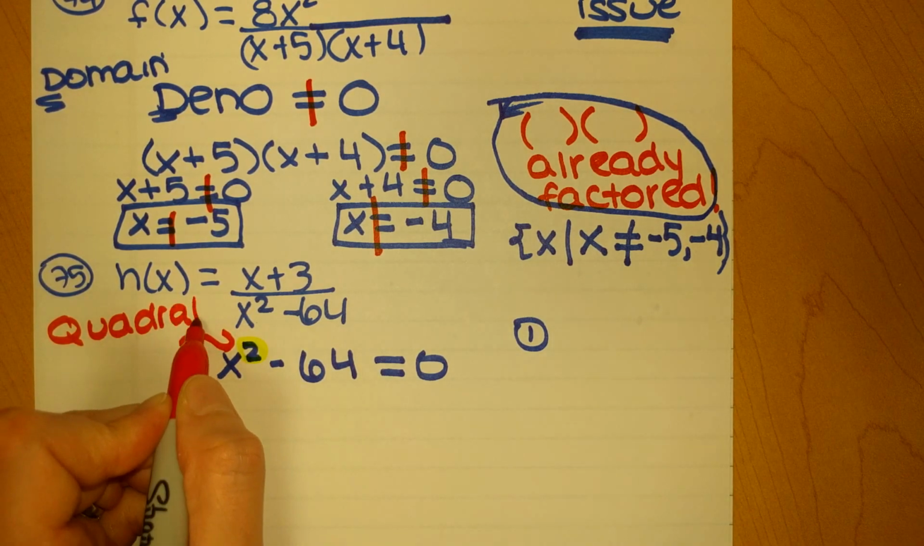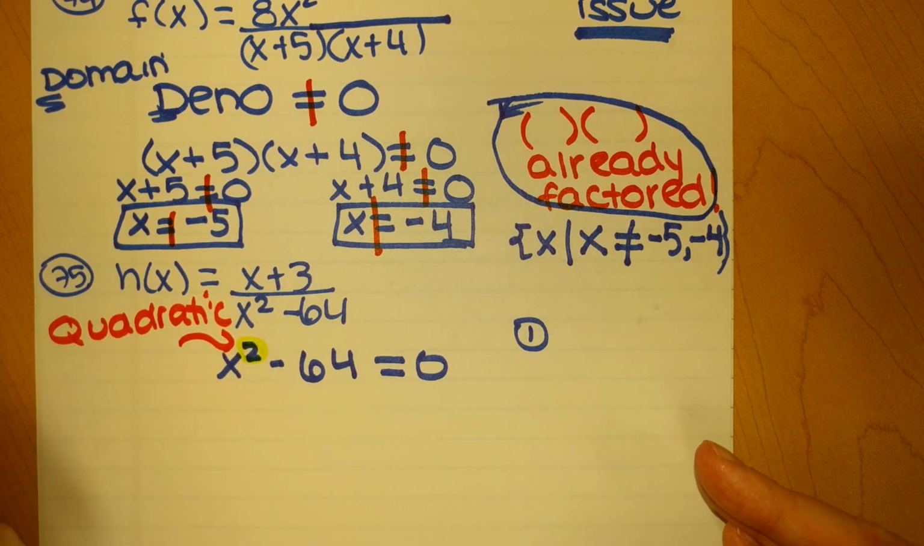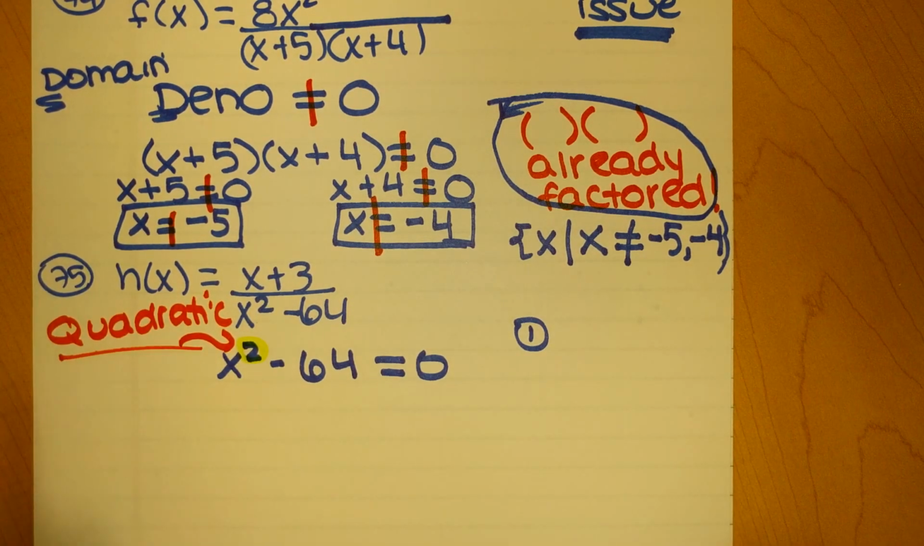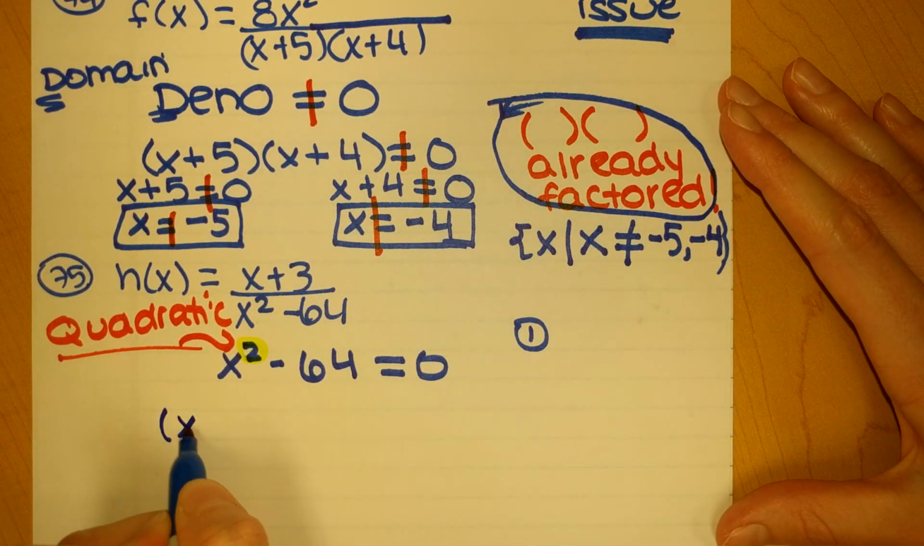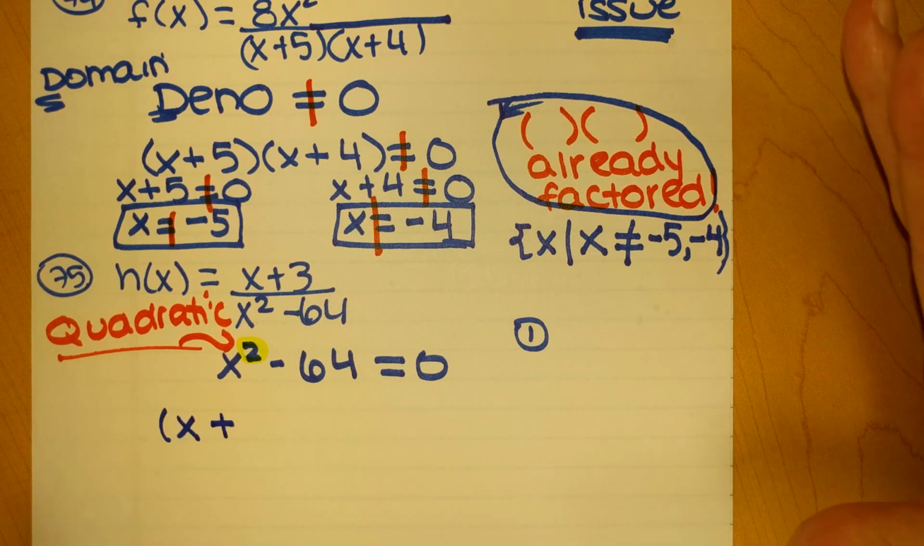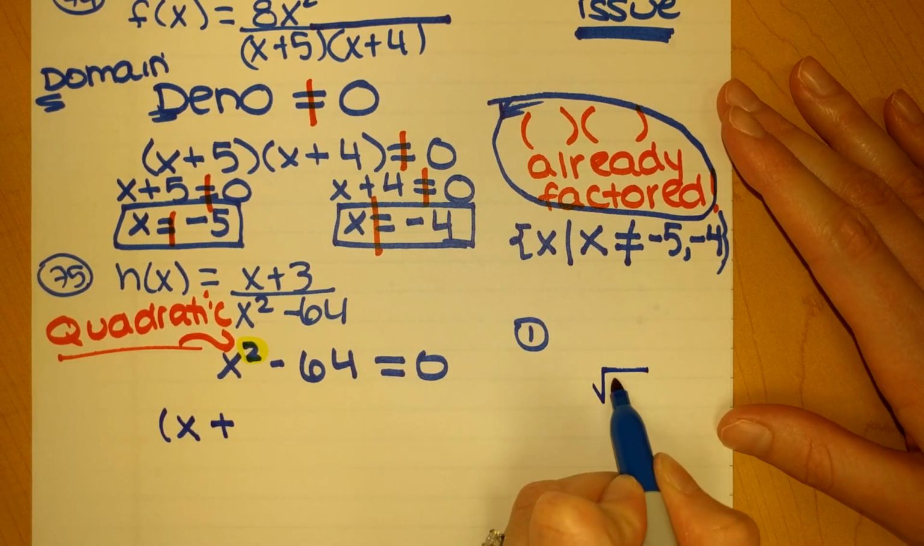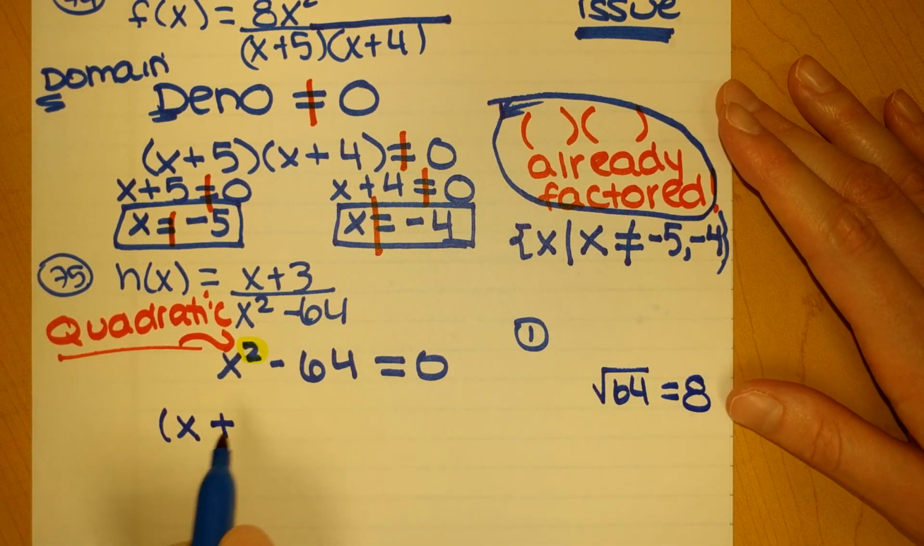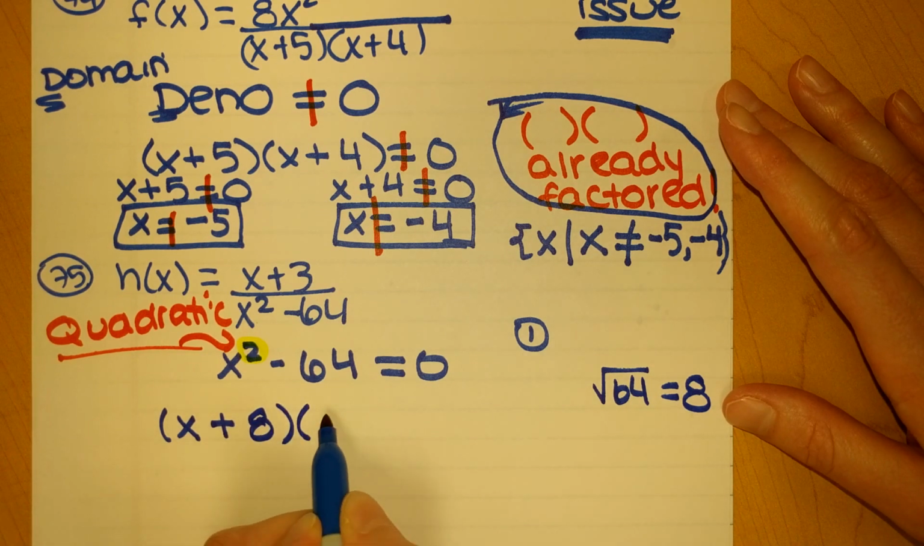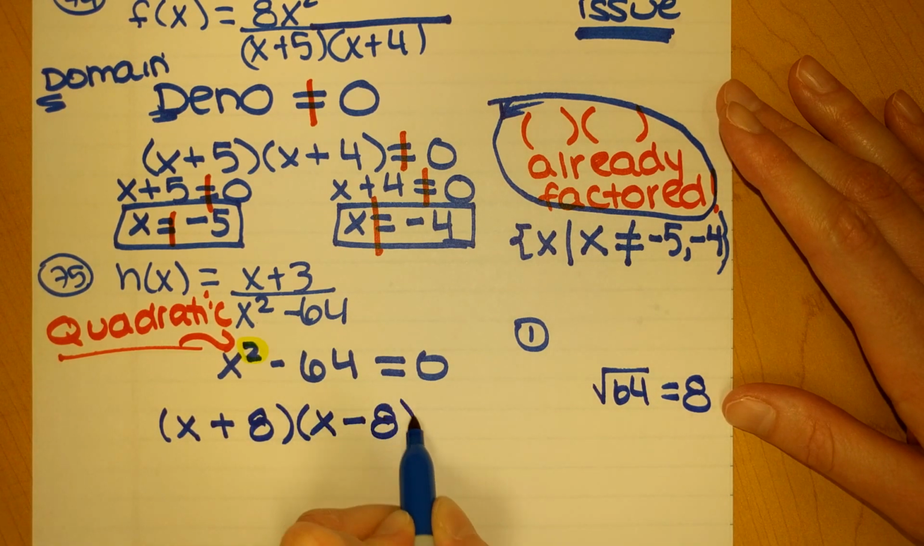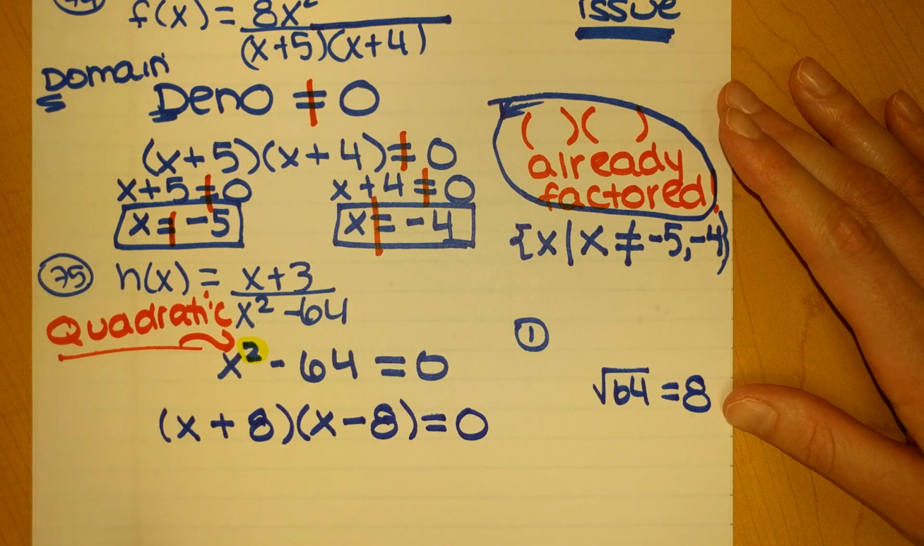You can go through factoring, you can go through the square root method if you want to, or you could go through the quadratic formula. Probably the easiest way to do this is just going to be to factor it as a difference of two squares or use the square root method. So here I'll factor, again, the square root of 64 is going to give us 8. So we're going to have x plus 8 and x minus 8, and we'll set those equal to 0.